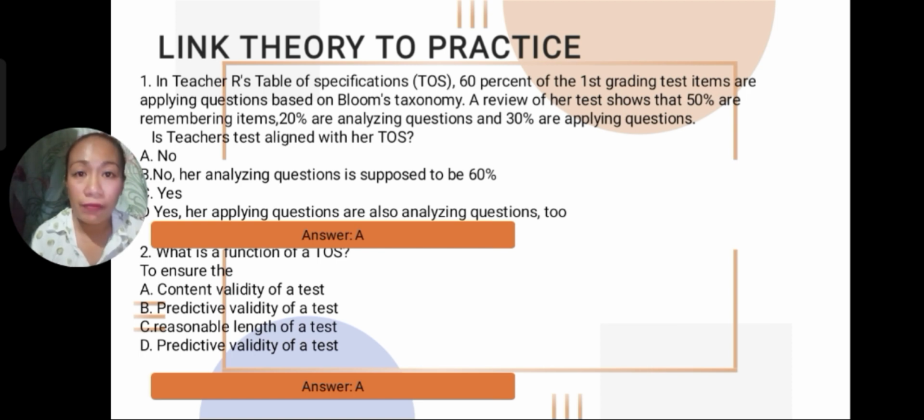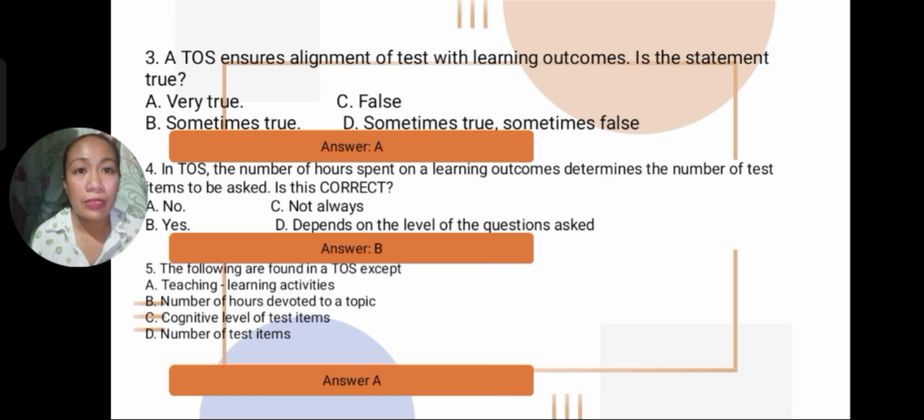Number 2, what is the function of the TOS? To ensure, letter A, the content validity of a test. Number 3, a TOS ensures alignment of tests with learning outcomes. Is the statement true? The answer is A, very true.